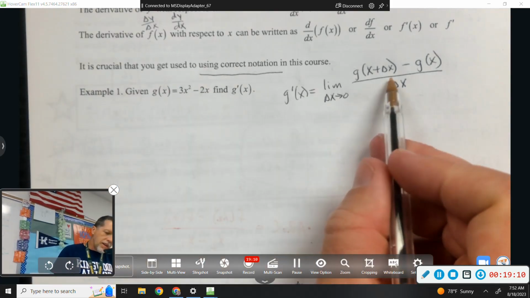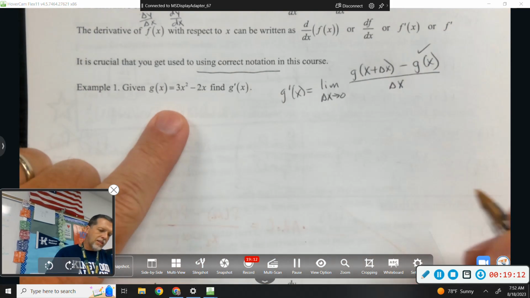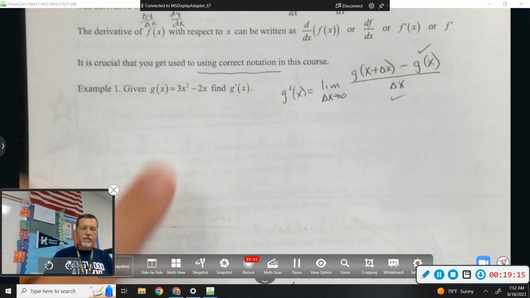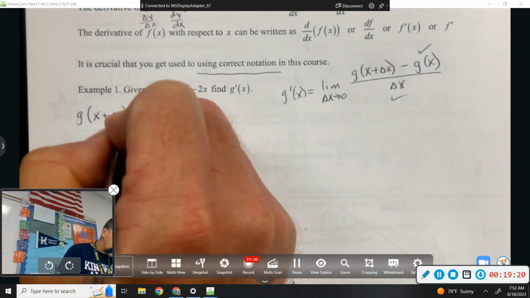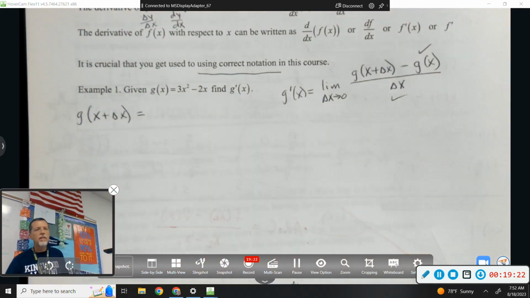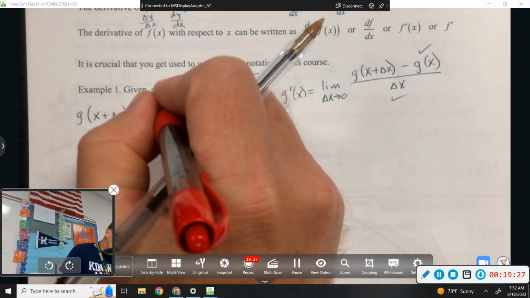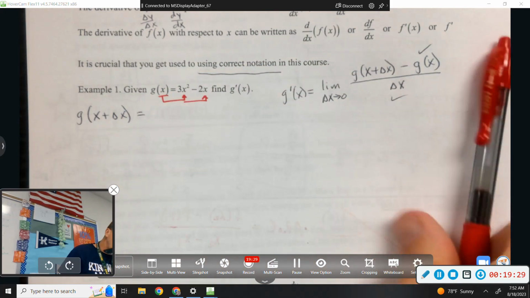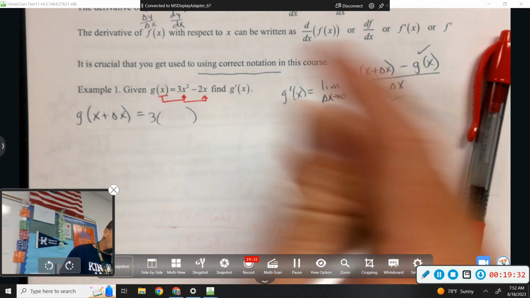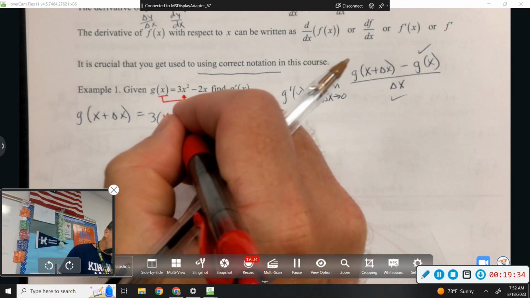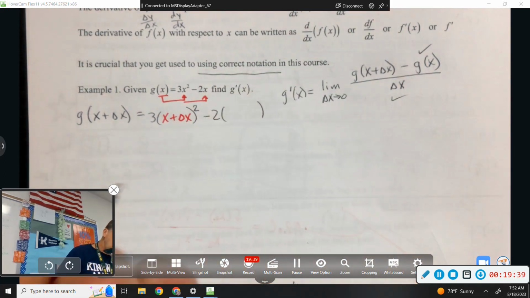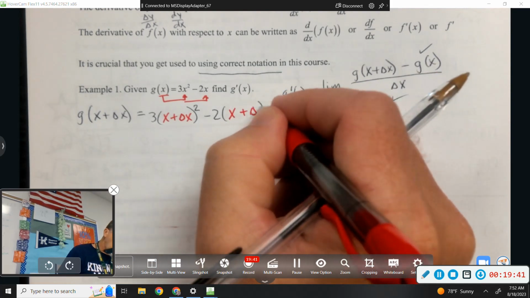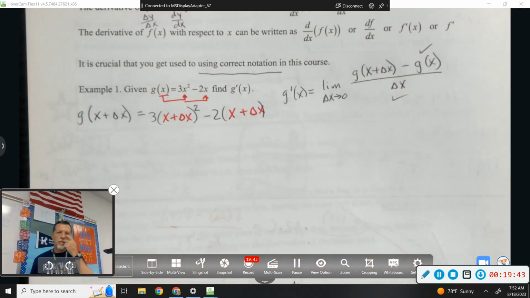So g of x they gave me, so I know that. Delta x, just another variable, I know that. What I need to find is g of x plus delta x. So this is algebra, but it's kind of a pain algebra, right? Whatever's in parentheses has to go in for x on the other side. So 3 times x plus delta x squared minus 2 times x plus delta x.